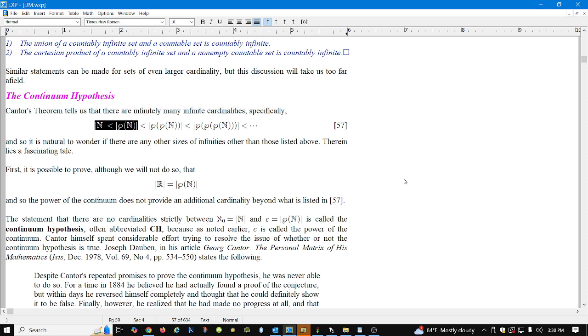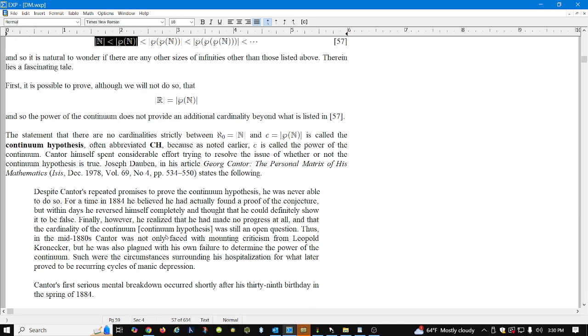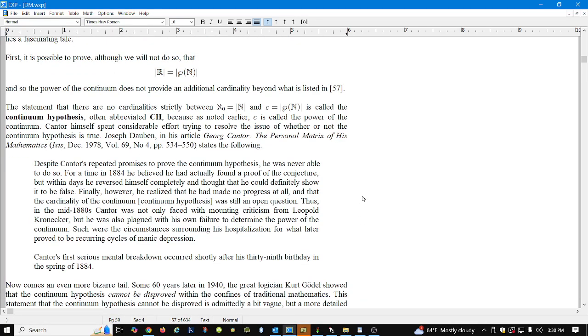Cantor himself spent considerable effort trying to resolve this issue of whether or not the continuum hypothesis is true. He tried to prove it or disprove it. A man named Joseph Dauben wrote an article back in 1978 entitled Georg Cantor, the Personal Matrix of His Mathematics. Let me read to you a little bit from that article.